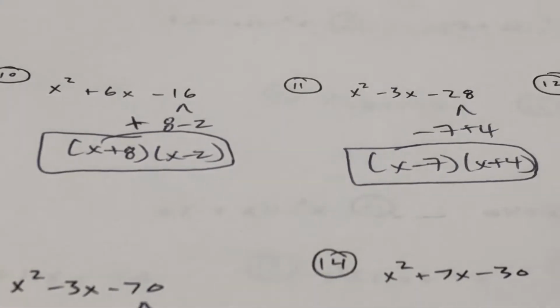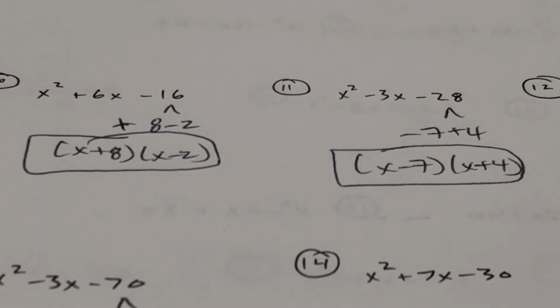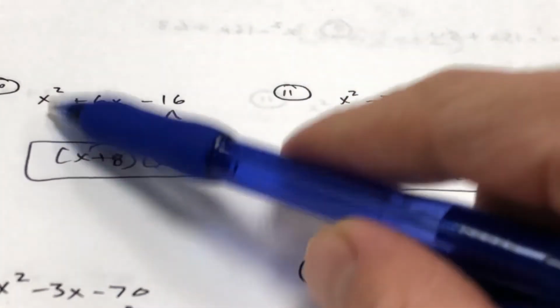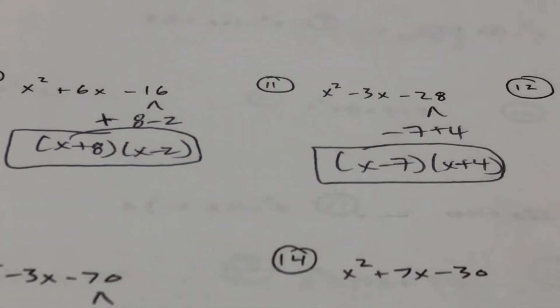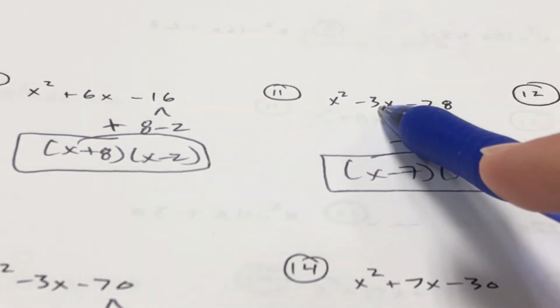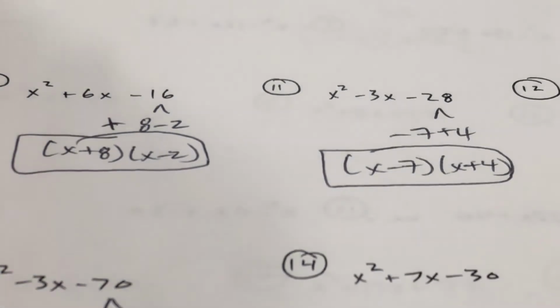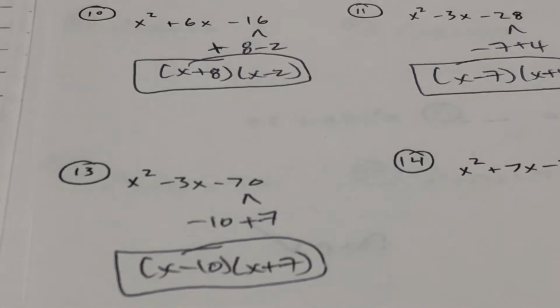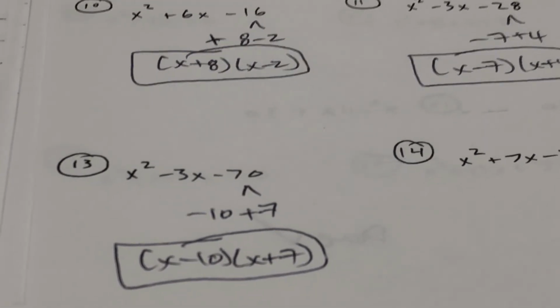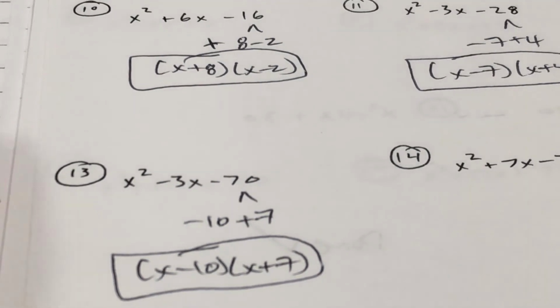Here is 10 and 11. What multiplies to 16 and differs by 6? 8 and 2. Middle term is positive. It's positive 8, negative 2. What multiplies to 28 and differs by 3? Middle term is negative this time. 7 and 4. 7 is negative. And then 13. What multiplies to 70 and differs by 3? X minus 10, x plus 7.